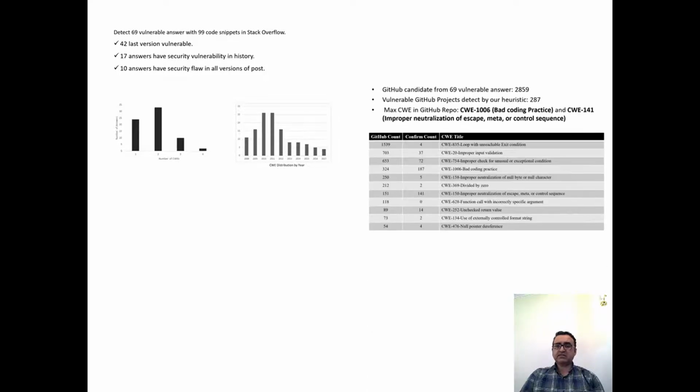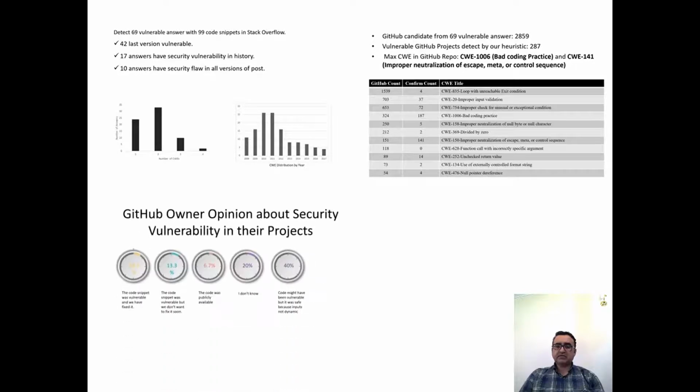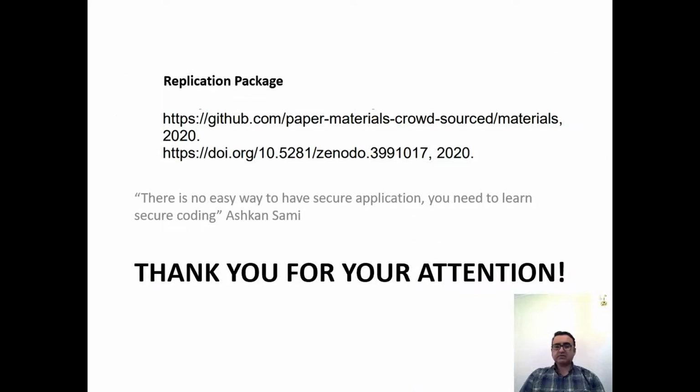So basically, we found 69 vulnerable answers that migrated to 2,800 projects. We informed the GitHub users, and they didn't fix it. And we created a browser plugin. All the package, replication, and the code are available in the replication package. Thank you very much.